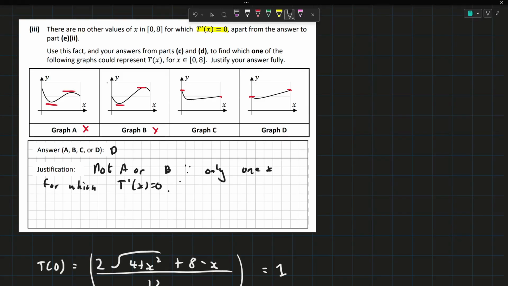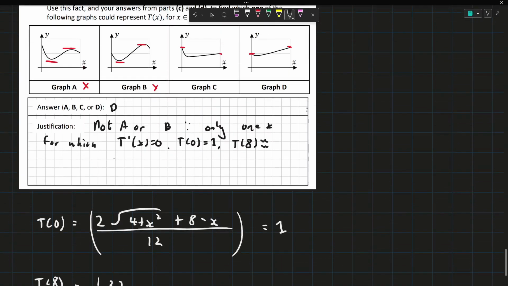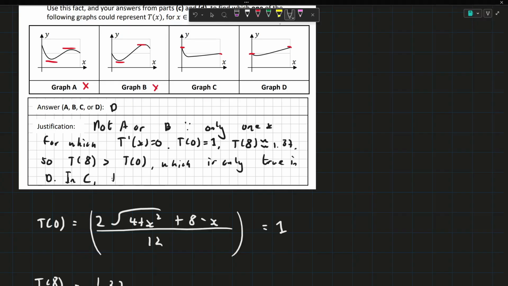So then we also know that T of 0 equals 1, and T of 8 is approximately equal to 1.37. So T of 8 is bigger than T of 0, which is only true in D. In C, T of 0 is bigger than T of 8, so it can't be C. Just trying to justify it as much as possible. And yeah, that's the end of the question.